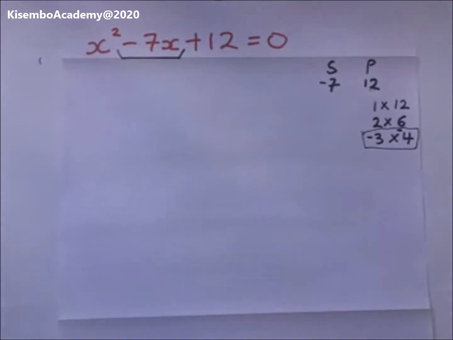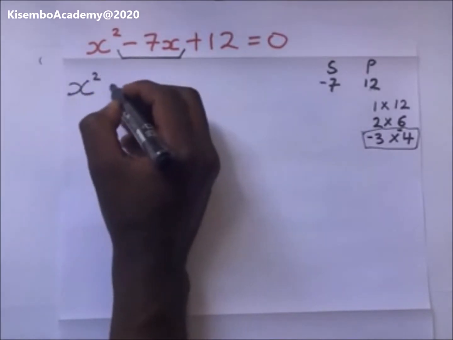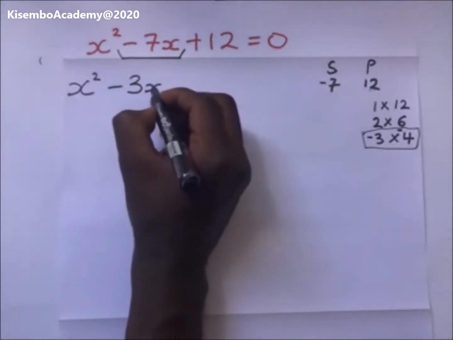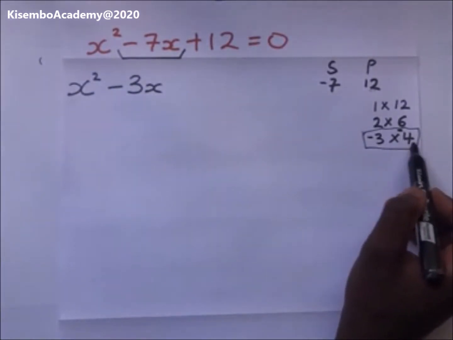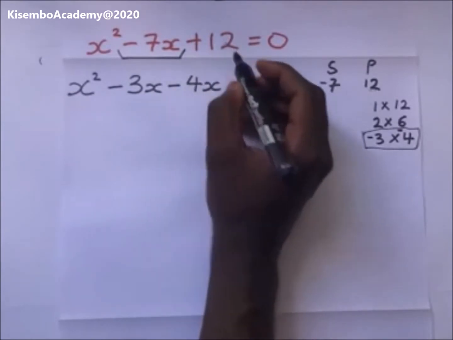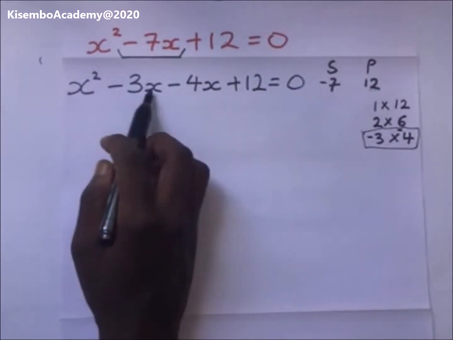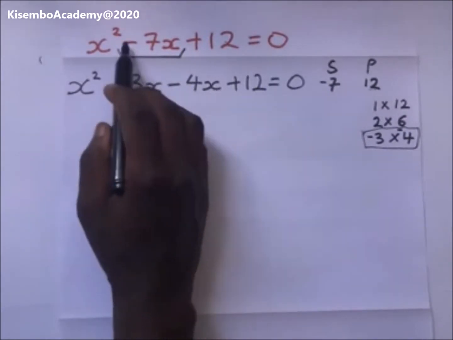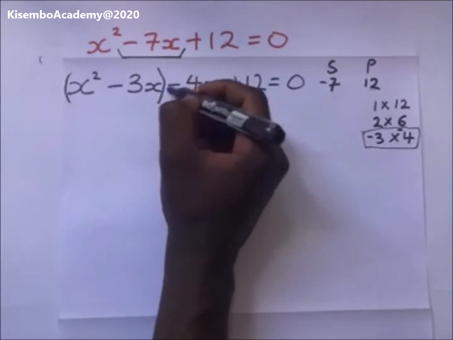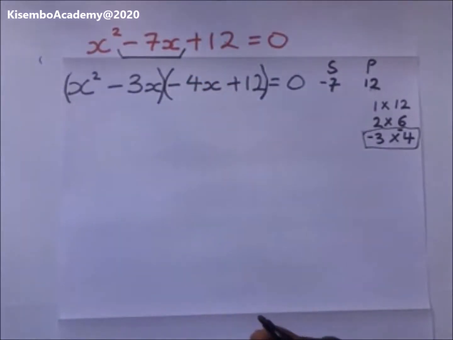So in displacing that middle term, it means that our next step is going to become x squared minus 3x, then minus 4x plus 12 is equal to 0. You realize that negative 3 minus 4x is giving us negative 7. So we put these in brackets, even this one in brackets. So our next step, we go ahead and factorize.